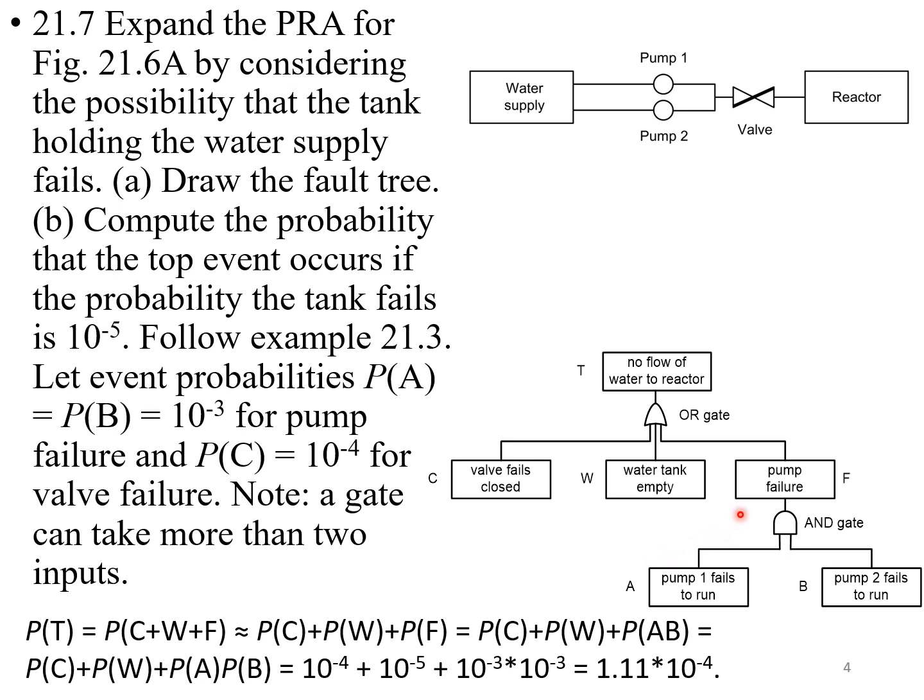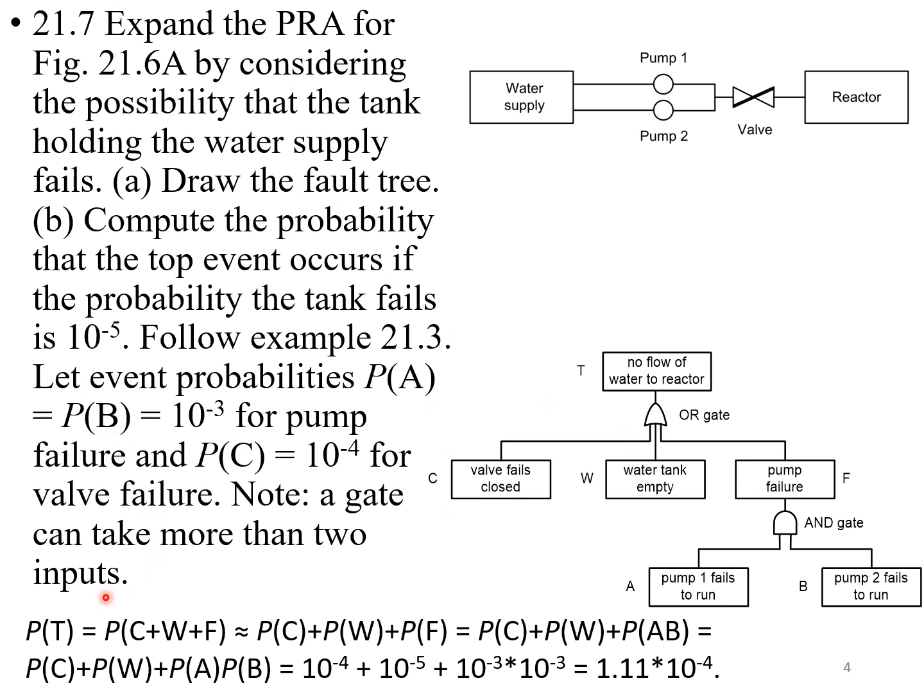And this concludes the fault tree. So we just have one more of this valve failed closed attached to this OR gate. So this is the only difference.